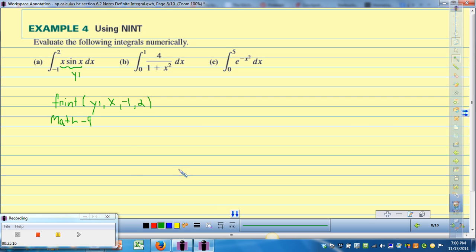And for the TI-84 pluses, it looks a little bit more like this. And you just fill in the boxes. So you would put a -1 here, you would put a 2 here, you would put a y1 here, and an x for the dx. And hit enter after that. Okay?